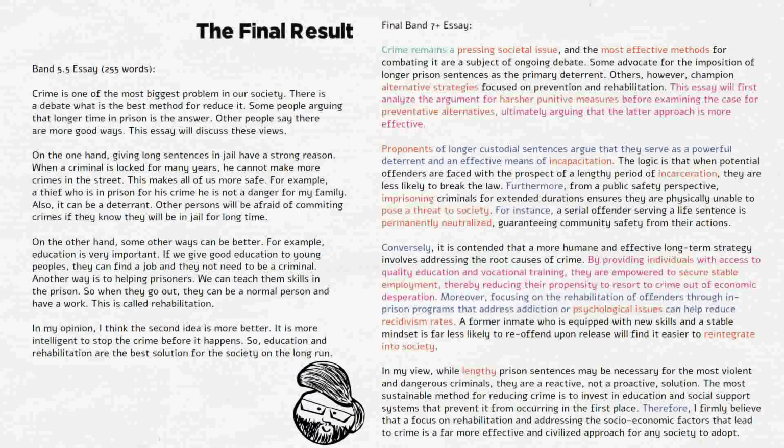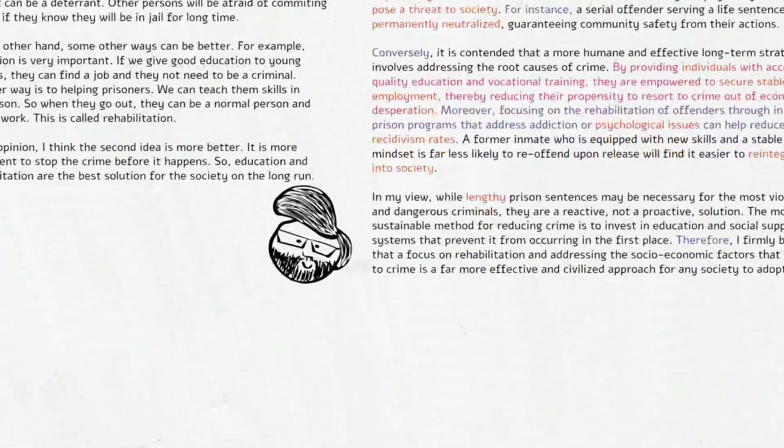Now, let's compare. The 5.5 essay is a simple list of ideas with many errors. The 7+ essay is a well-structured, balanced, and persuasive academic discussion.